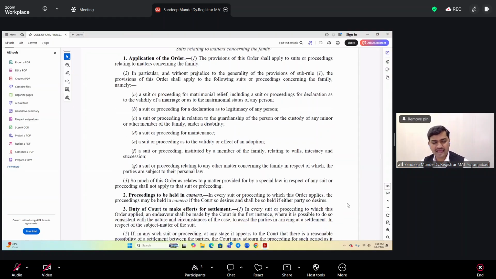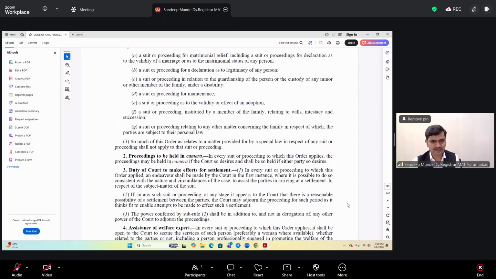So much of this order as relates to a matter provided by a special law in respect of any suit or proceeding shall not apply to that suit or proceeding. Meaning thereby, this Order 32A has been inserted only to govern disputes with regard to the family from birth up to death, covering marriage, matrimonial disputes, succession disputes, estate disputes, and will disputes. All have been covered under Order 32A. So the proceedings have to be conducted in camera.